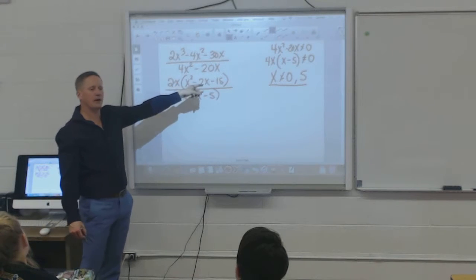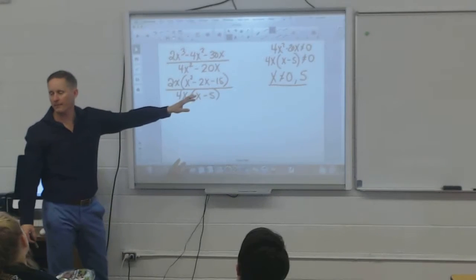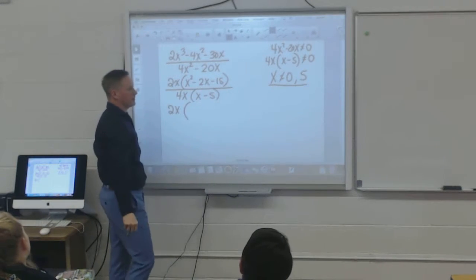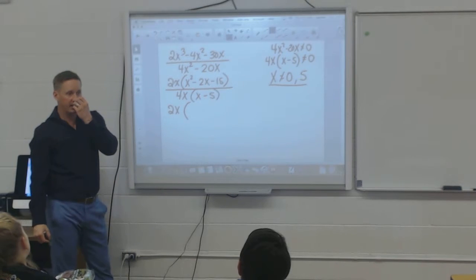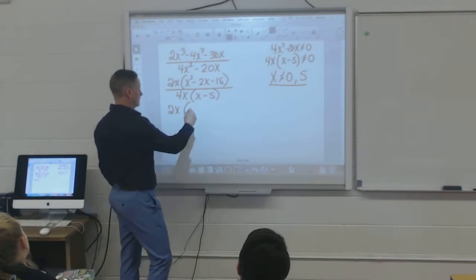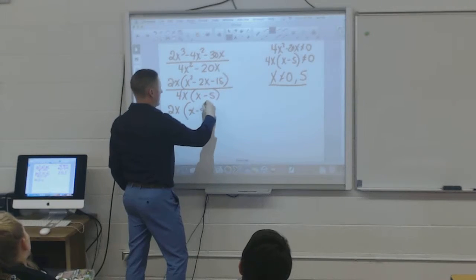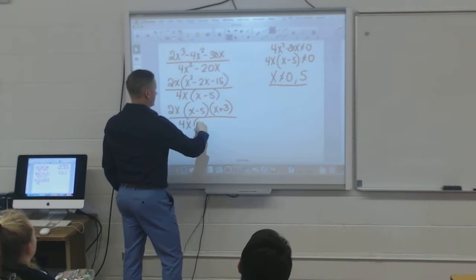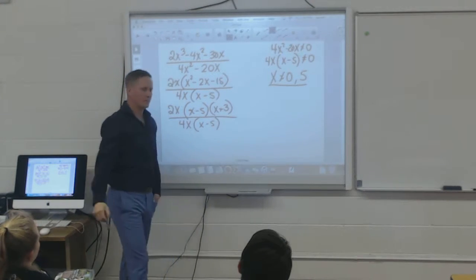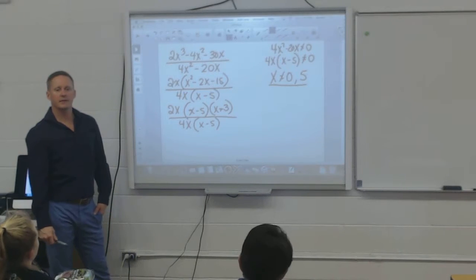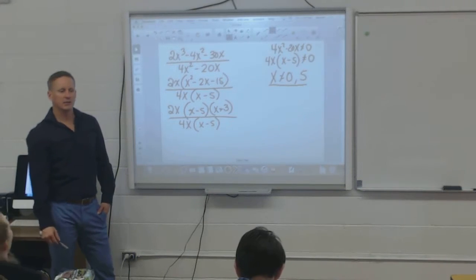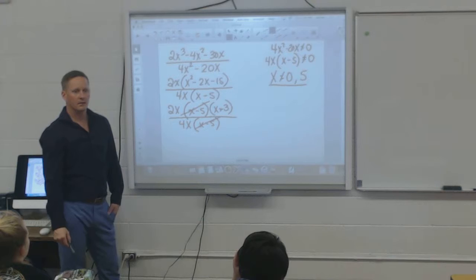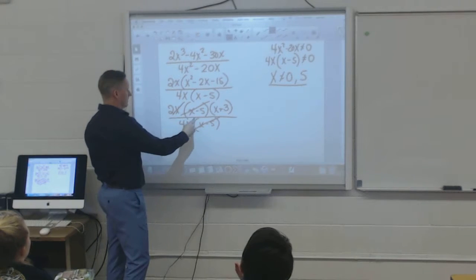Okay, but I still have this squared function here, so I want to factor it one more time if I can. So, can I factor it? x squared minus 2x minus 15. Factors of negative 15 that give me negative 2. x minus 5, x add 3. Excellent. 4x, x minus 5. Okay, so I've got everything simplified as far as I can. Now I just cancel out. That cancels. x divided by x, that cancels.